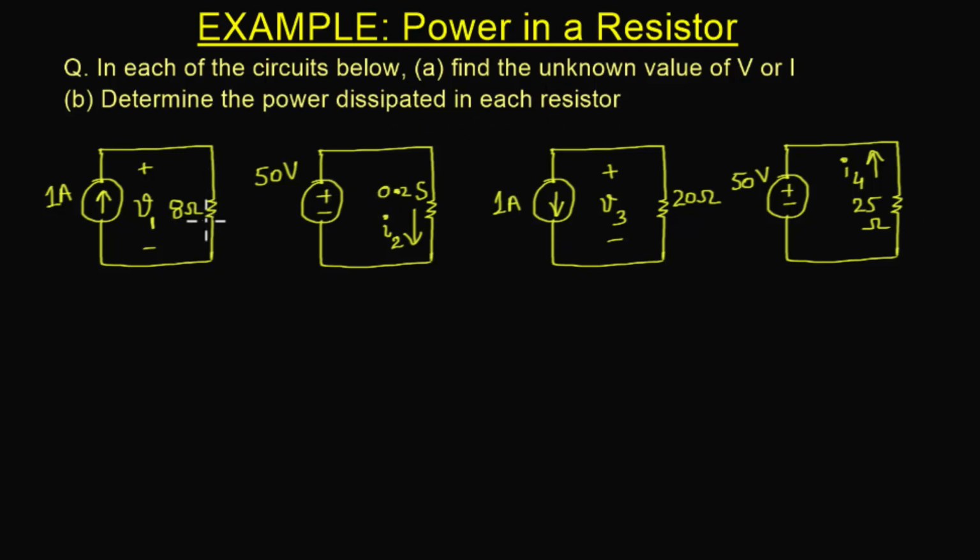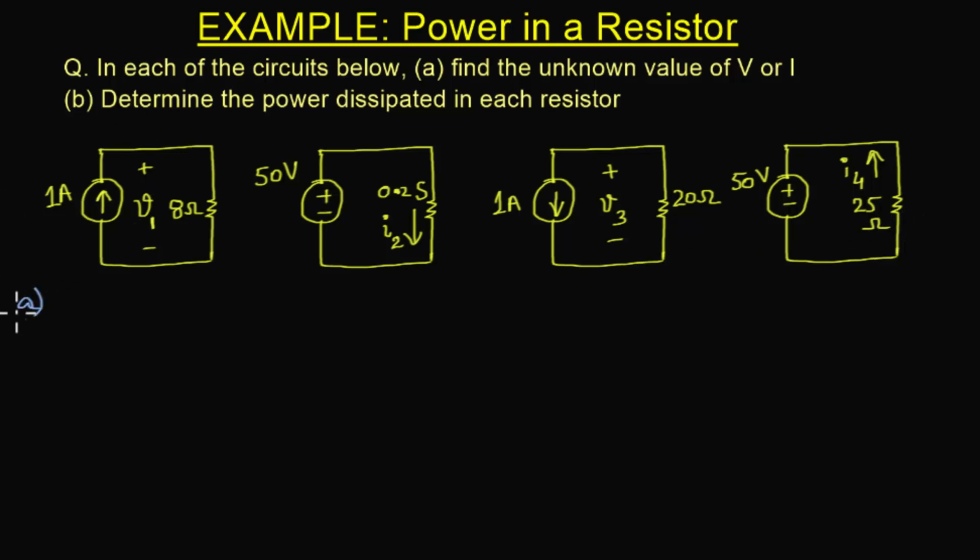So here we have the resistor 8 ohm. Here we have a resistor and its value is represented in terms of conductance. So do keep that in mind. Here we have this third resistor with 20 ohms value, and here we have the fourth resistor with 25 ohms value. So let's start with the solution.